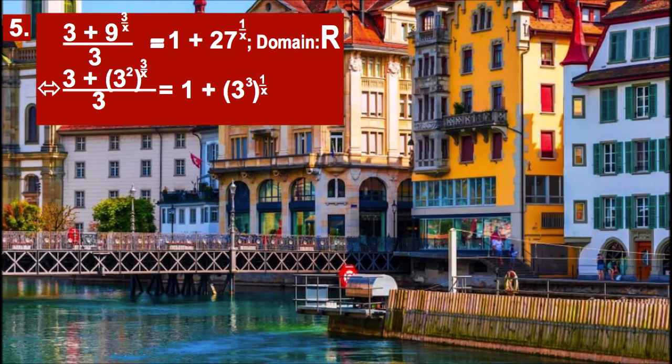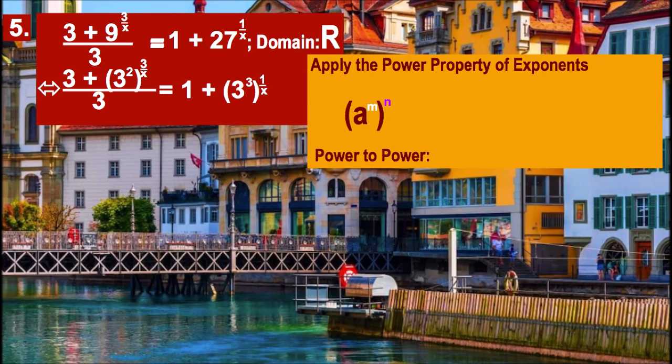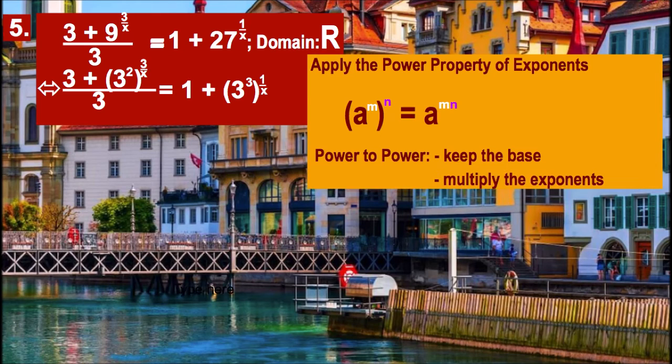To accomplish that, the first thing we're going to do is replace the 9 and the 27 as powers of 3. So, equivalent to 3 plus the quantity 3 squared, everything raised to the power 3 over x, everything over 3, equals 1 plus 3 raised to the power 3, everything to the power 1 over x. So by applying the power property of exponents, which dictates that power to power, you keep the base, multiply the exponents. So a to the power m, everything to the power n, is equal to a to the power m times n.